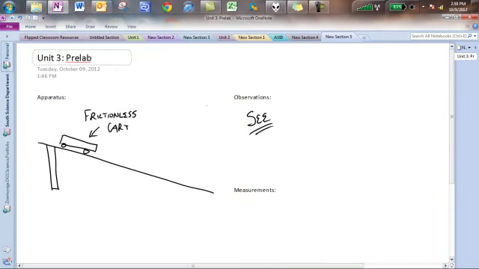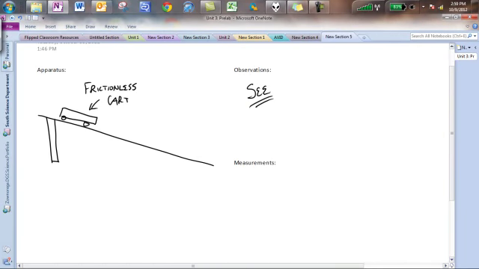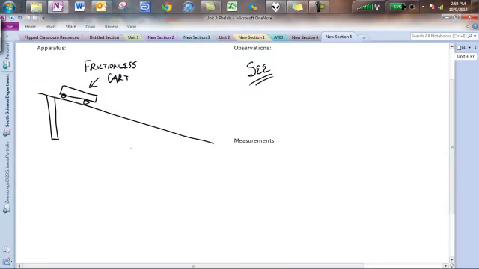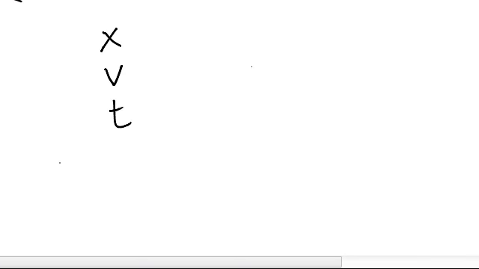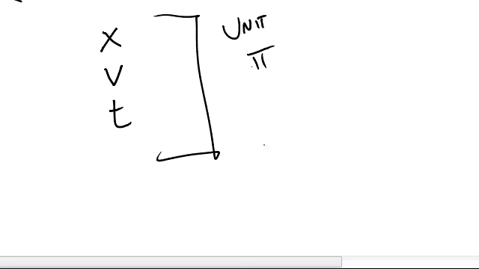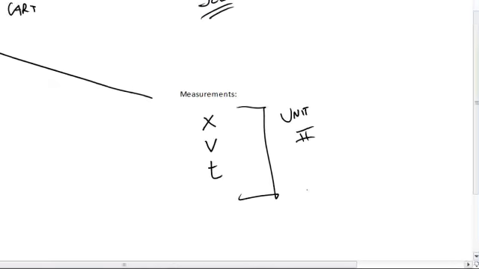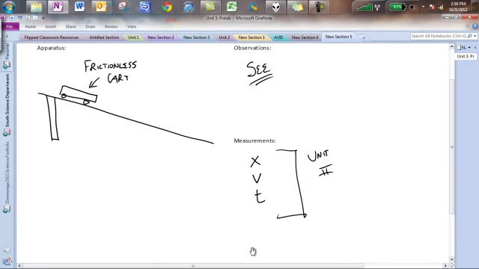All right, now that you've done that, the biggest thing that you should have actually gotten down is you should have said, well, I could measure position of the cart, I could measure the velocity of the cart, and I could measure the time that it would take for it to do those types of things. And what you realize is if you wrote down those 3 things, you're talking about Unit 2. But this is Unit 2 with a twist, because it is no longer a constant velocity cart.